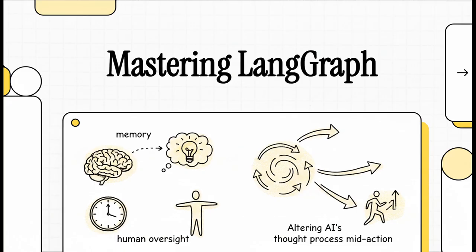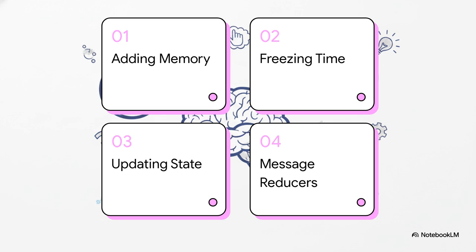I'm talking about giving them real conversational memory, the superpower to literally freeze time for human supervision, and this is the crazy part, the magic to completely alter an AI's thought process right in the middle of an action. Let's get into it. Here is our quick roadmap for today.